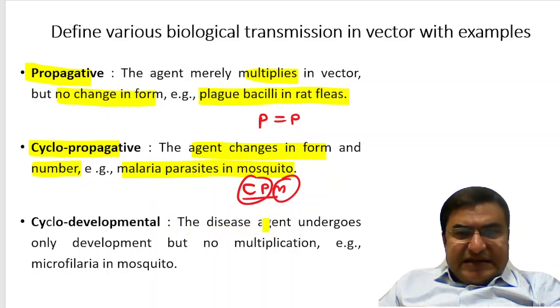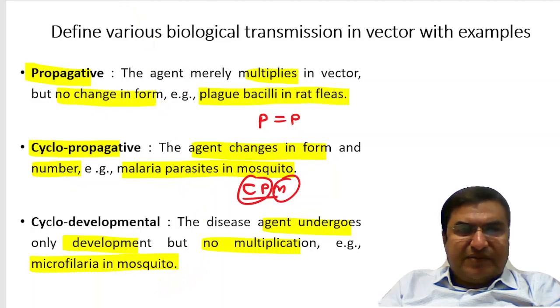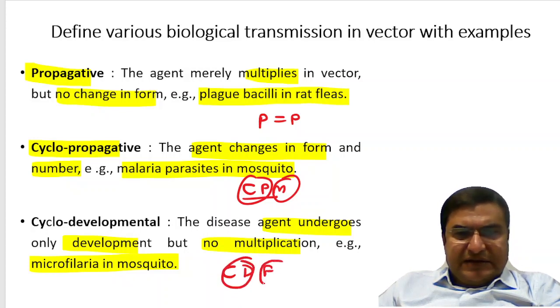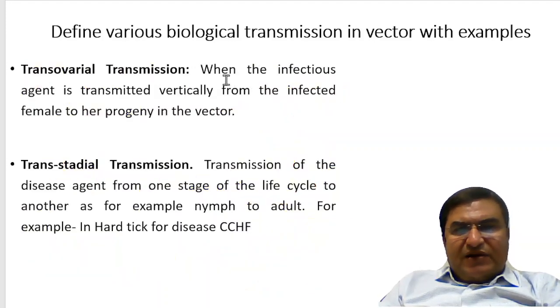Okay. Third one is cyclodevelopmental. Here, the disease agent undergoes only development but no multiplication. The example is microfilaria in mosquito. How can we remember this type of biological transmission? With CDF, cyclodevelopmental filariasis.